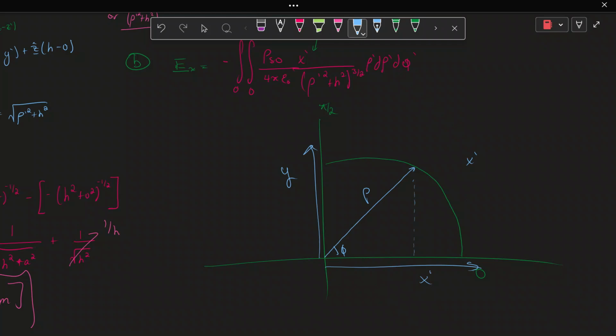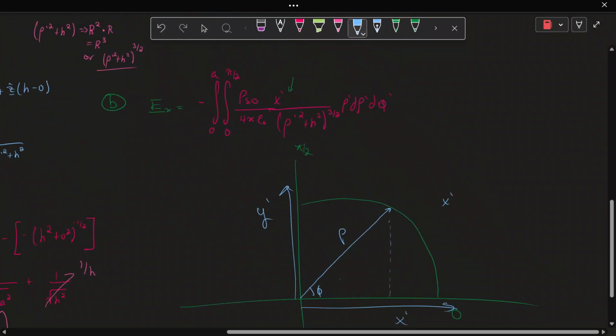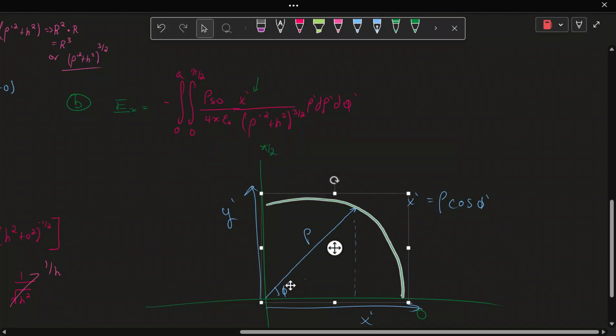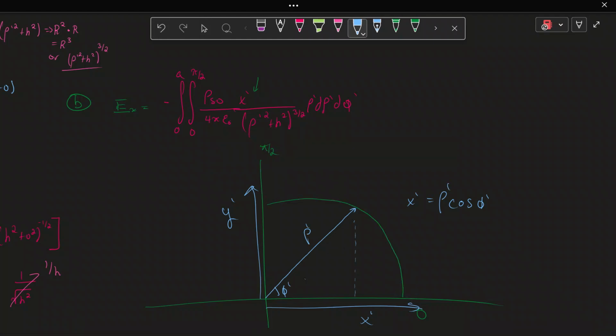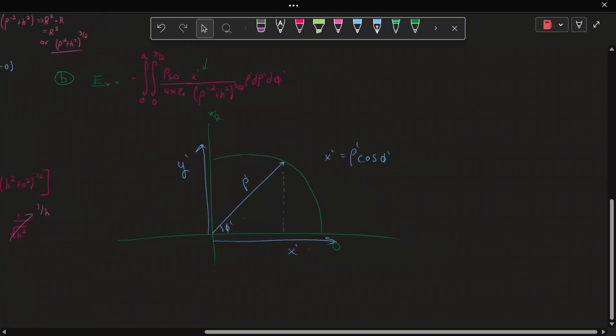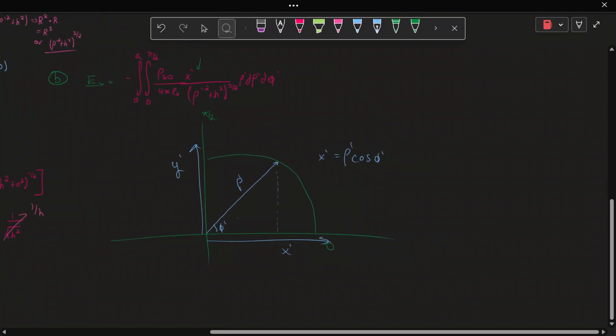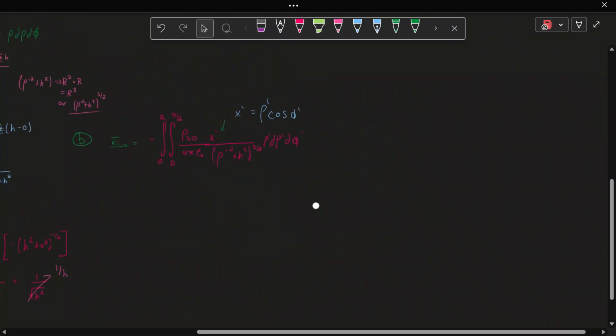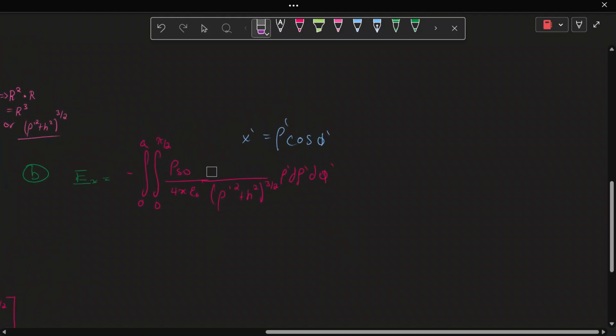Well, x prime, I'll label these primes because we're on the charge, x prime is actually equal to rho cosine of phi prime. Again, these are primes. So here we go. We found our x prime in terms of rho prime and cosine phi prime. Perfect. It's all we need to be able to solve this problem. Because now we can substitute that value in for x prime.